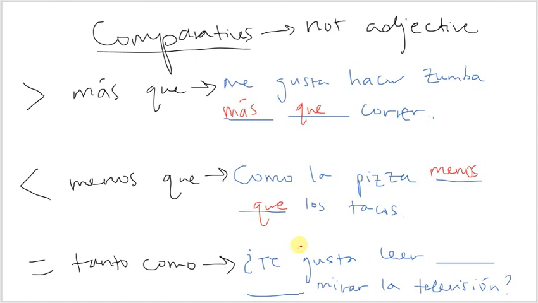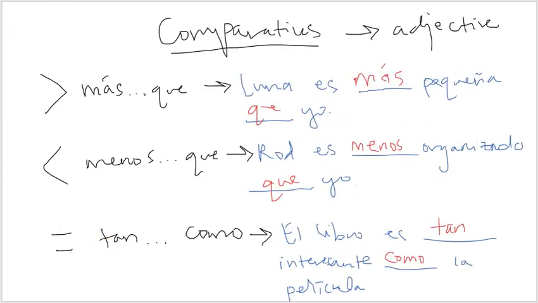So, te gusta leer tanto como mirar la televisión? Do you like to read as much as watch TV? Hopefully that makes sense. More than, less than, equal to. Basically the same thing, but this is when you don't have an adjective, they go together. They're not separated by an adjective in between. And then tanto gets the longer form rather than the tan with adjectives.